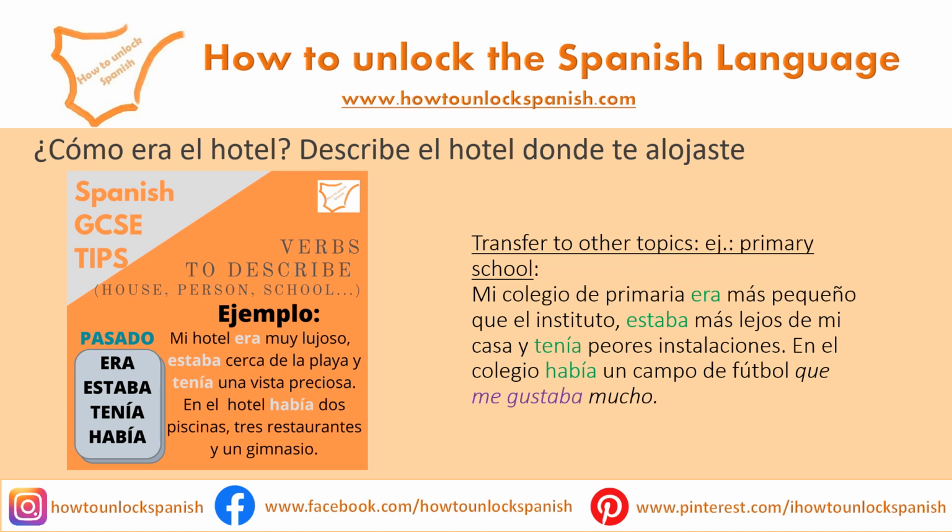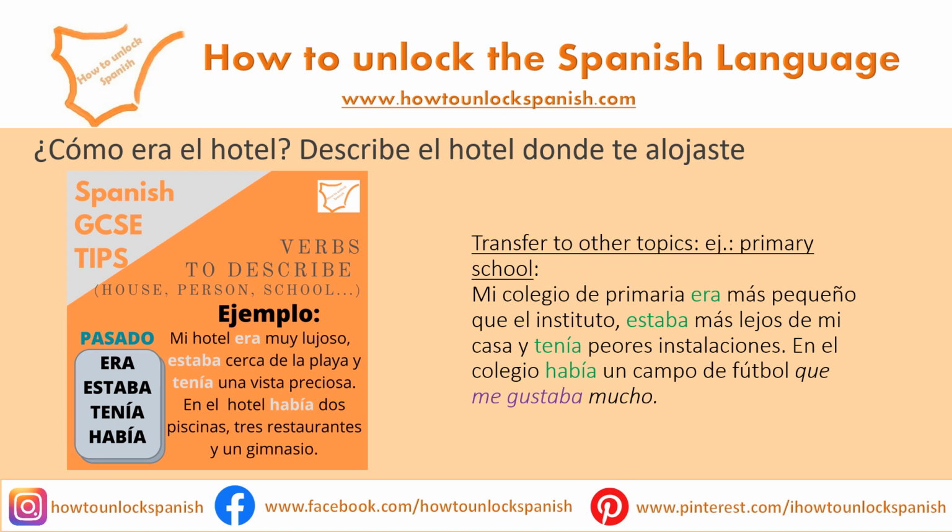Mi colegio de primaria era más pequeño que el instituto. Estaba más lejos de mi casa y tenía peores instalaciones. En el colegio, había un campo de fútbol. As I want to add more marks, I'm adding a comparative. I'm using más que. So, mi colegio de primaria era más pequeño que el instituto.